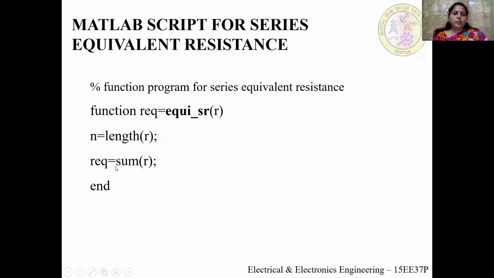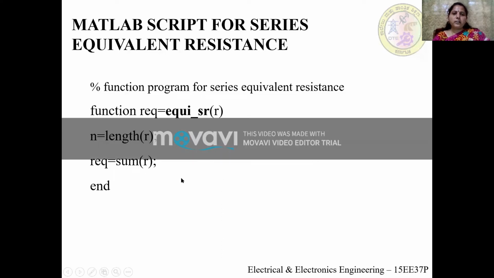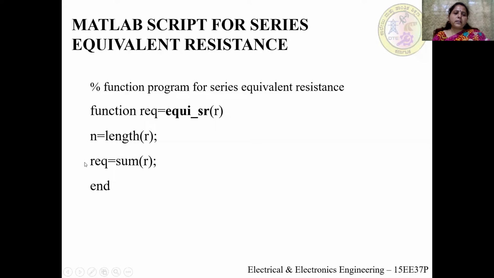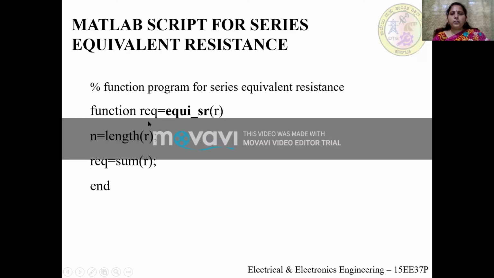That is REQ is equal to sum of R. So here the sum function is used to add all the resistor values. So it gives the result, which is going to be the equivalent resistance of the series circuit, and that is assigned to a variable REQ. So REQ will have the result now, and that's what is going to be returned to the called program.